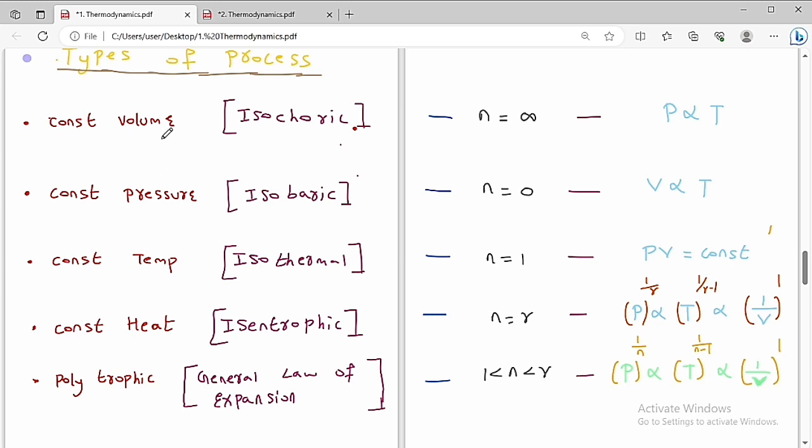Constant volume process is also called the isochoric process. Constant pressure process is also called the isobaric process. Constant temperature process is also called the isothermal process. And the constant heat process is also called the isentropic process or the reversible adiabatic process. Okay. Polytropic process is also called the general law of expansion.